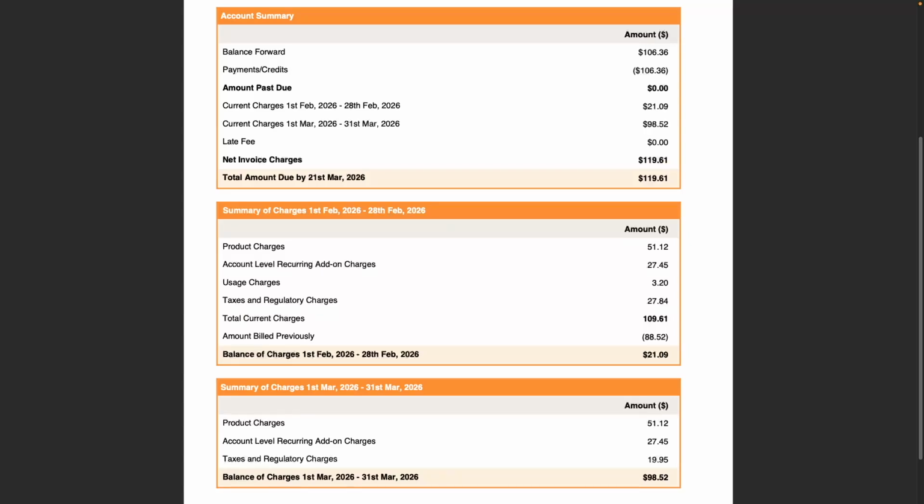So, why are there two charge periods? This is one of the most common points of confusion. This invoice includes two parts: the remaining balance for the previous month and the prepaid recurring charges for the upcoming month. In other words, part of the invoice is postpaid and part of it is prepaid. You are not being charged twice for the same service period.